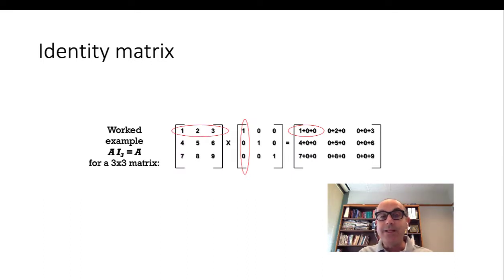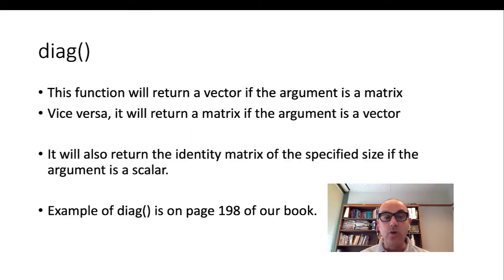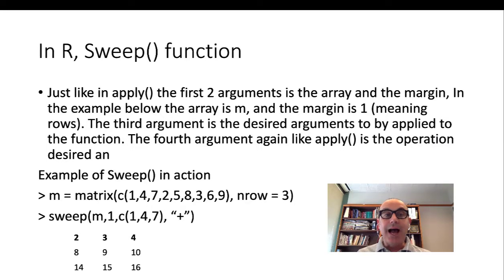So the identity matrix, this is how it will work. And in R, we can create a function that allows us to do the calculation. The diag function produces the identity matrix in order for you to do that. Again, look at the textbook on page 198 and see how it is used in order for you to calculate. More advanced techniques in matrices, I need to go over just to make sure that we are coherent and understood the idea.